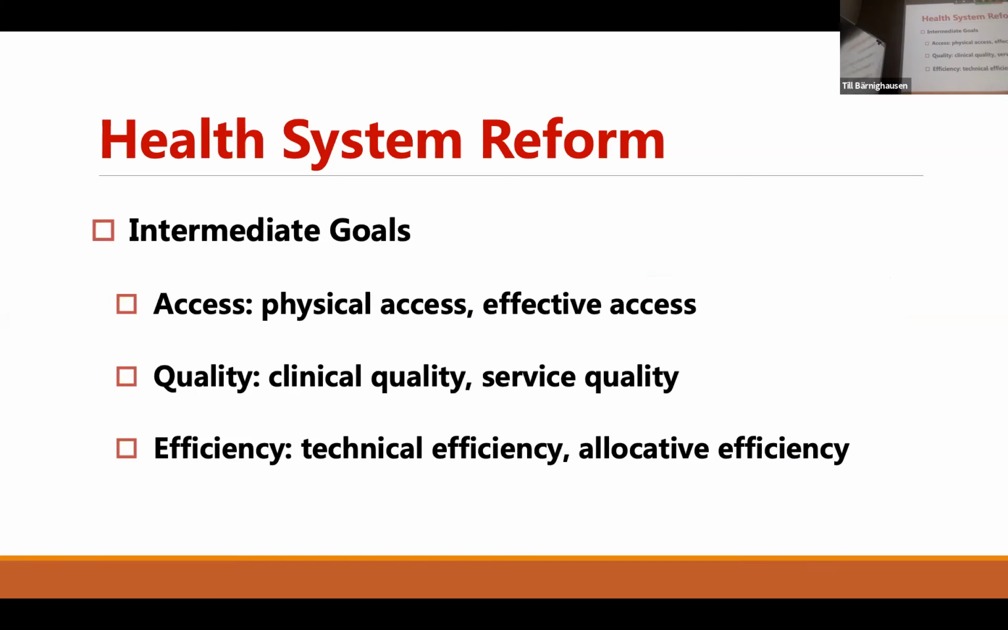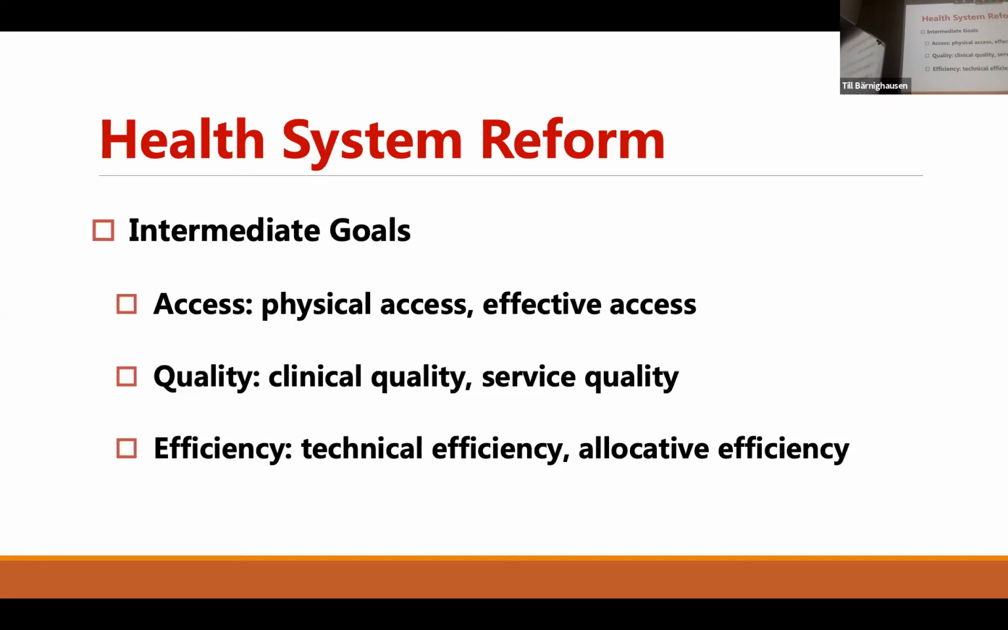But it is really hard to directly evaluate ultimate goals when we do a causal evaluation of different health system reform policies. So most of the studies focus on intermediate goals, which are also written in their book. There are 3 intermediate goals. One is access. Access has physical access and effective access.